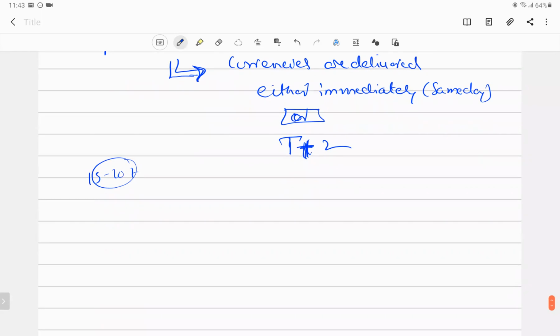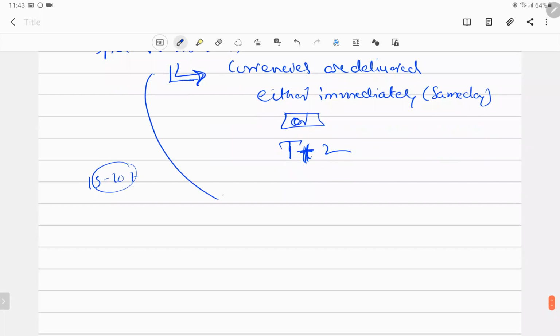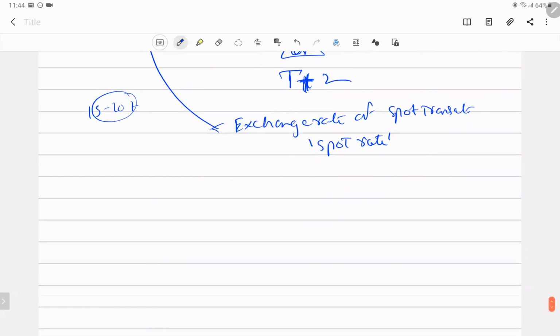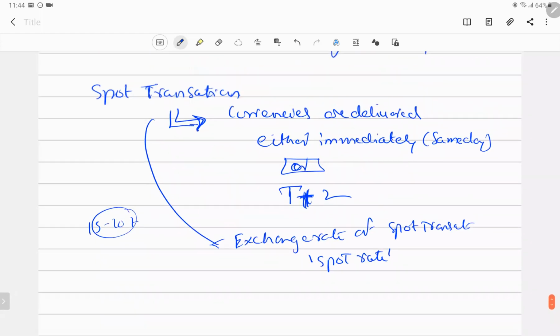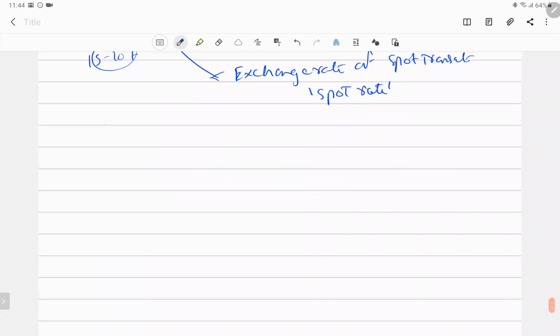The exchange rate of a spot transaction is called the spot rate. In the same way, we have the forward rate. Forward rate is nothing but a future delivery transaction.